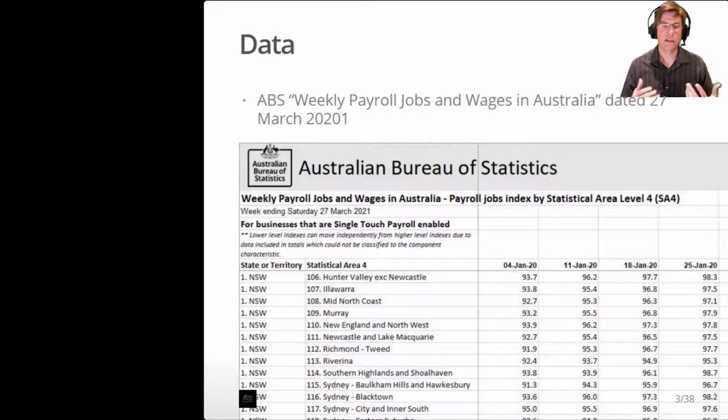If I look at the data, here's a quick snapshot from the ABS. It's got the state, the statistical area 4, the SA4, and then a list of weeks with the job index, the wages index per week in each column, where every row then is the SA4.